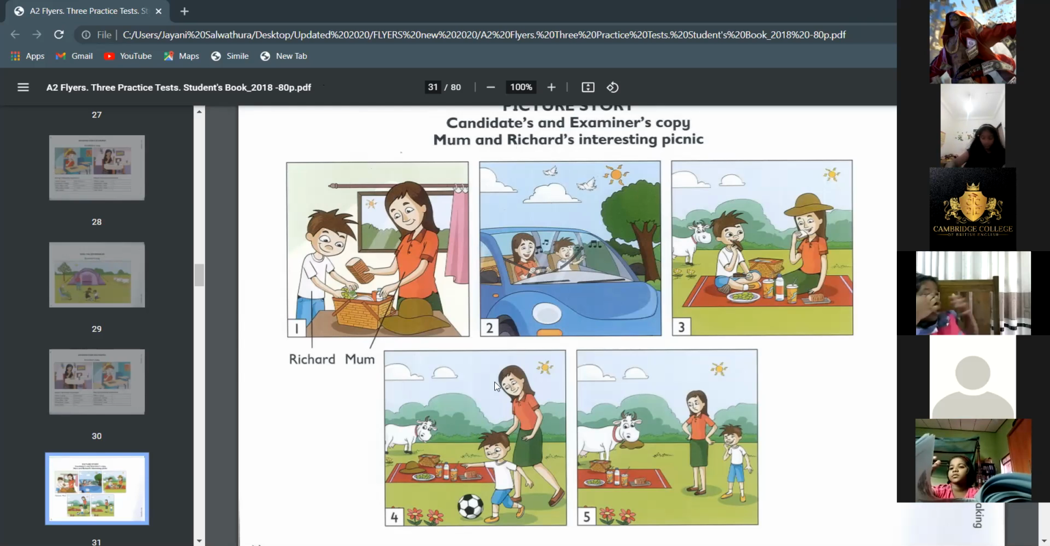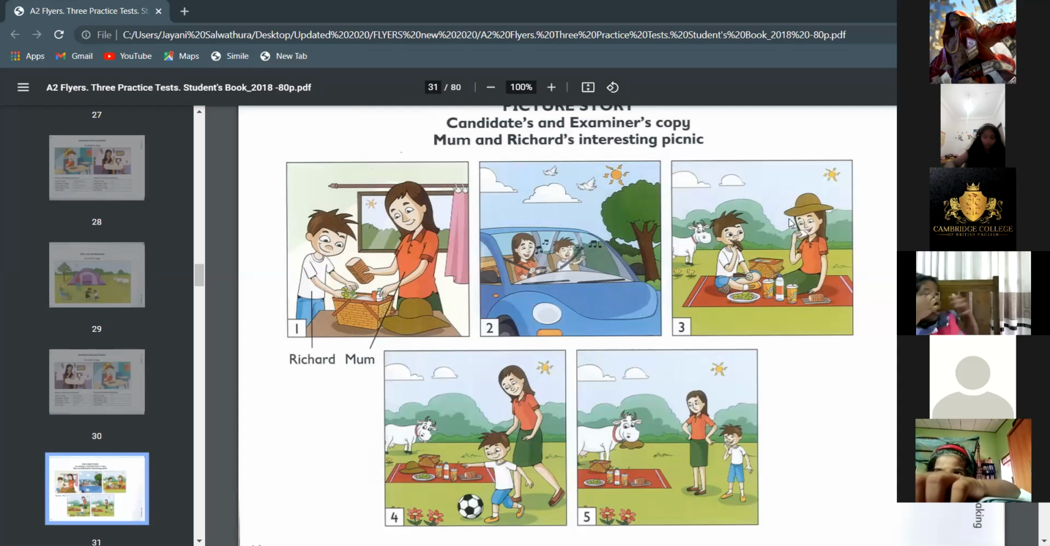So then you can see in this picture, they are having all those things out and eating sandwiches. And what are you doing? You're eating a sandwich. Mom is eating a sandwich and Richard is eating cake. You can see the mom is eating a sandwich and Richard is eating cake.